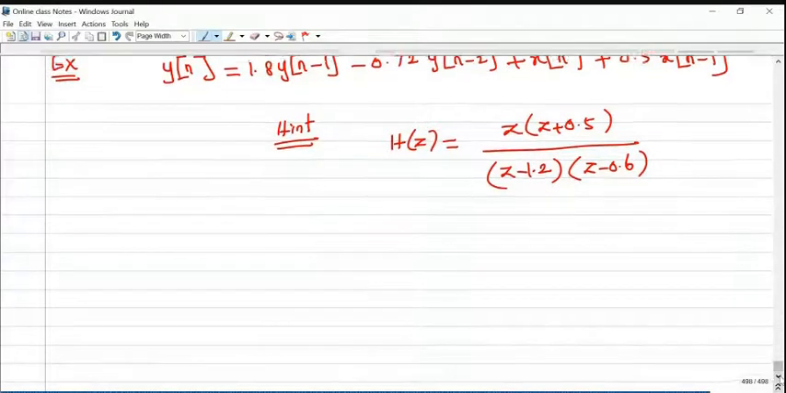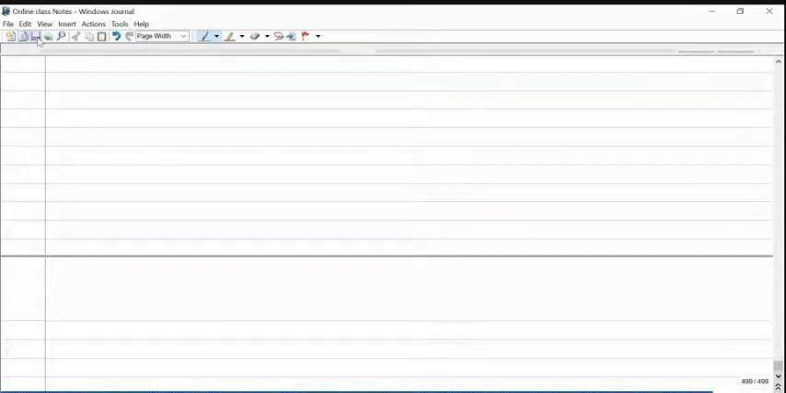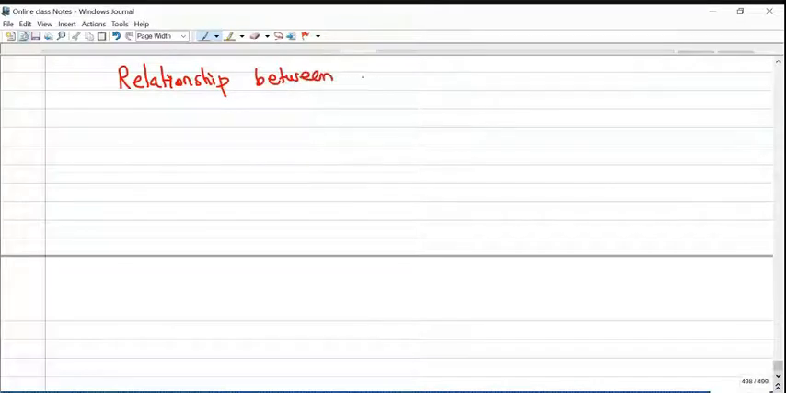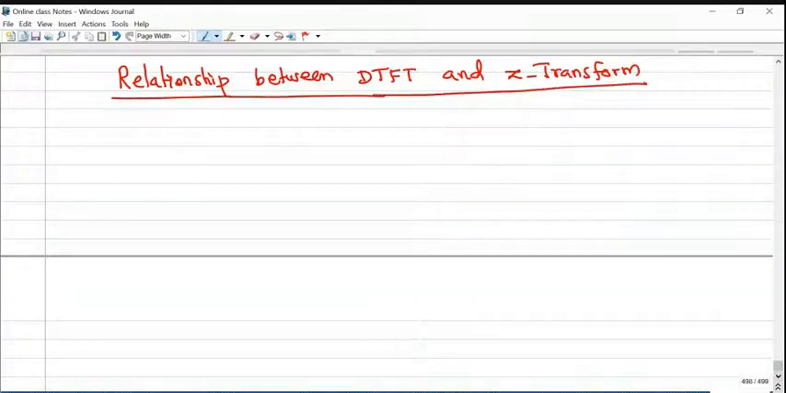Okay. One small problem I want to cover now. Please adjust so that tomorrow we will start the inverse Z transform directly. Okay. So at the beginning of the class, we wrote the expression for the relationship between DTFT and Z transform.